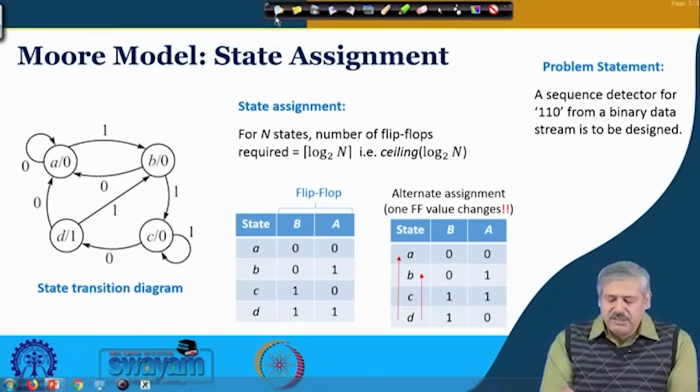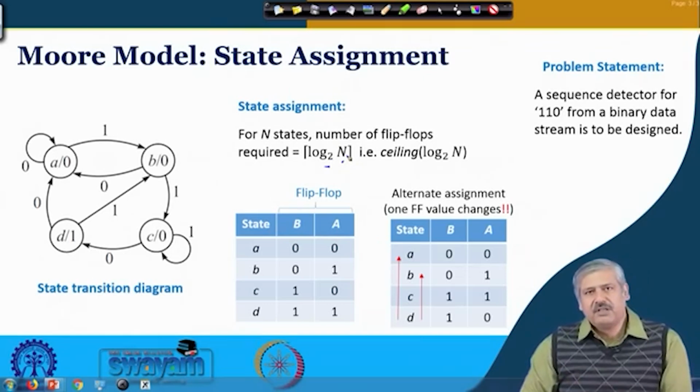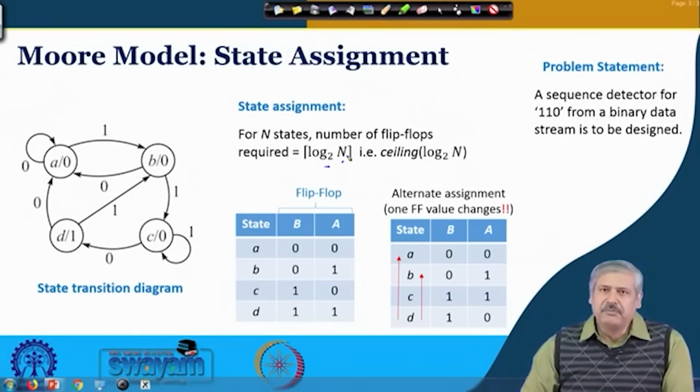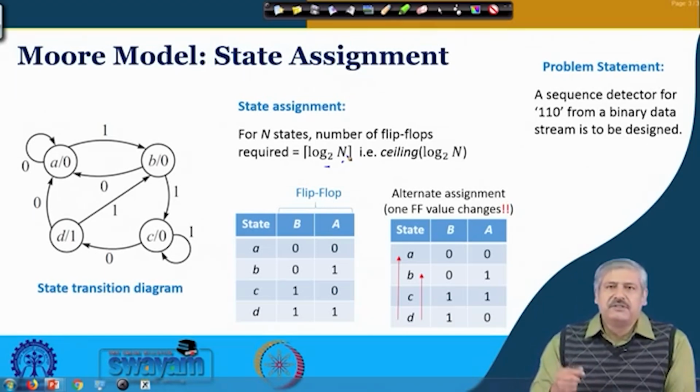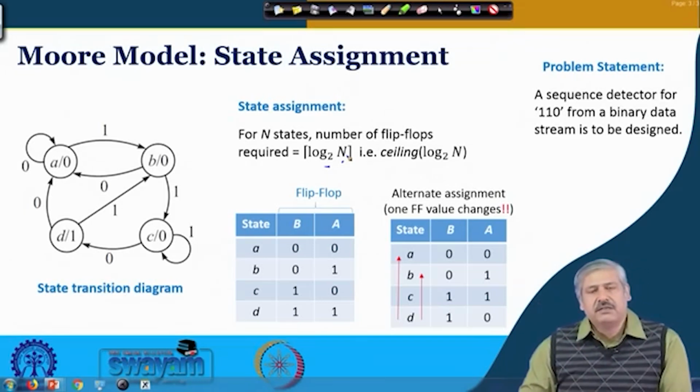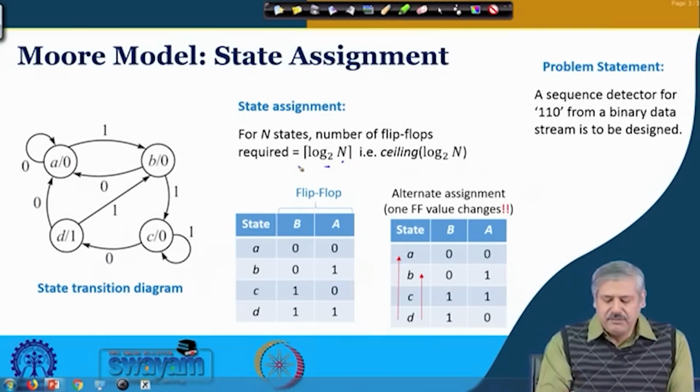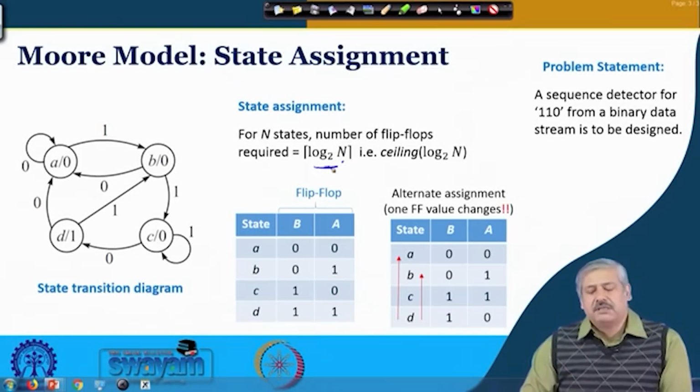From the formula ceiling of log n to the base 2, where n is the number of states in the state transition diagram, we can see that 2 flip flops will be required. Ceiling means if it is a fraction, it will be taken to the next higher integer. So, if it is 1.2, it will be 2, and 2.3 will be 3. That is the meaning of this particular operator.